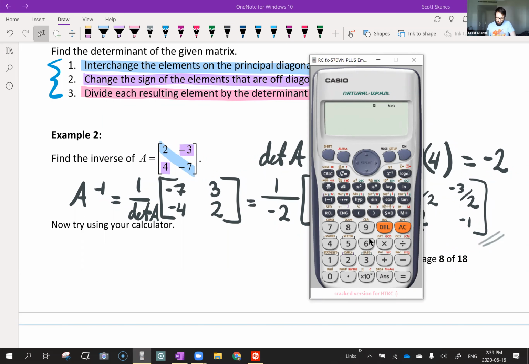So we'll go mode 6. I'm going to set up a matrix, matrix A. It's a 2 by 2, so I'm going to hit 5. And I'm going to put in my numbers of the original matrix. 2, -3. Again, this is the original matrix A. 4, and -7. So now I have my matrix A.